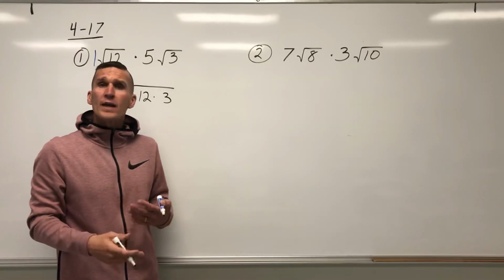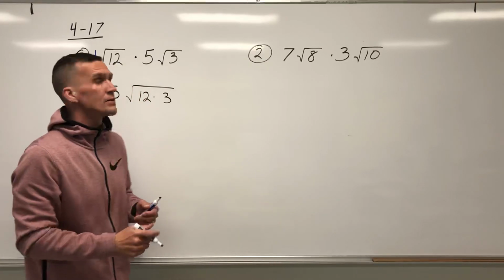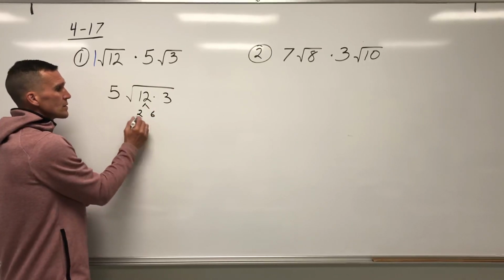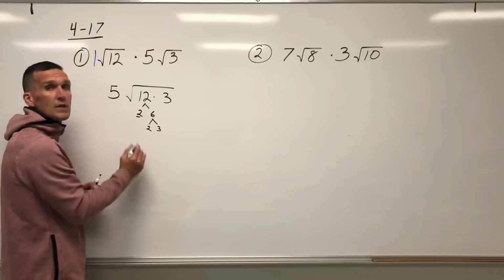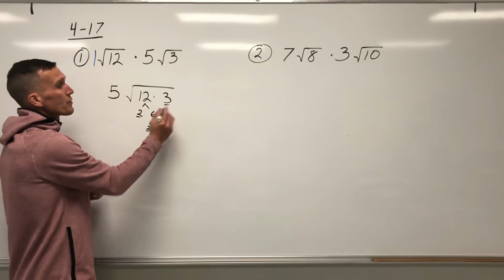But now as I do that, I want to see if I can break down any of the inside pieces to see if I have pairs. 12 is composite, it's 2 times 6. 2 is prime. 6 is composite, it's 2 times 3. 2 is prime and 3 is prime. And we also had another prime number of 3 in there.